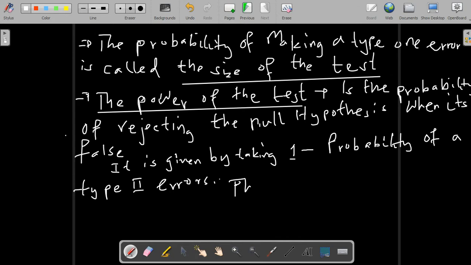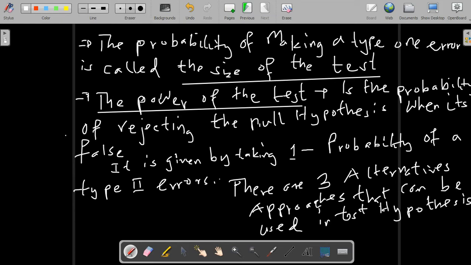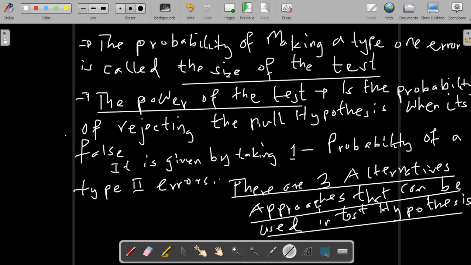There are 3 alternative approaches that can be used in testing hypotheses. We may apply the first approach, the level of significance. Second, we may also apply the confidence interval approach.